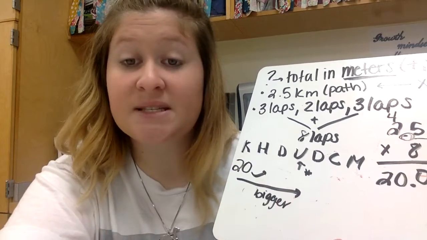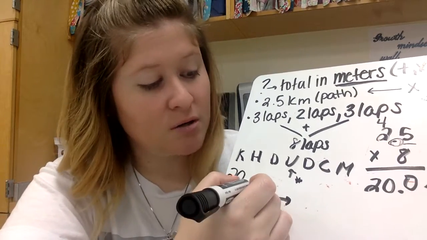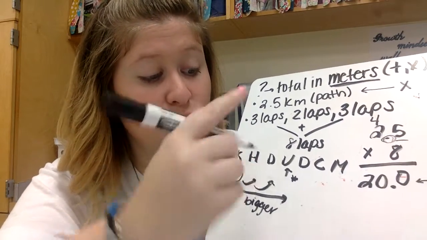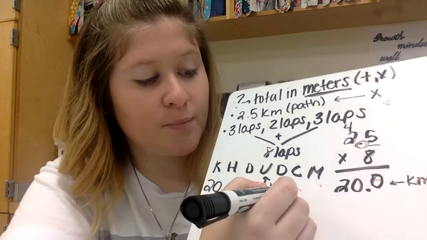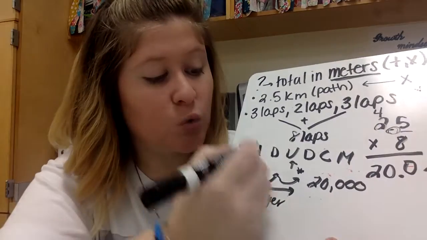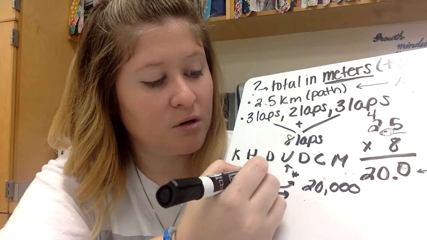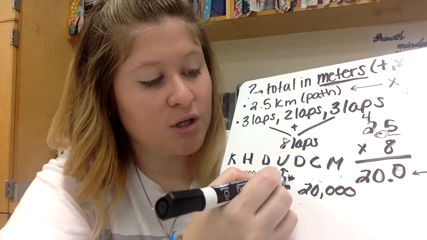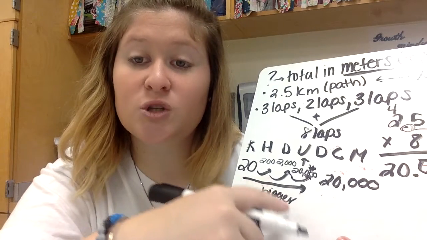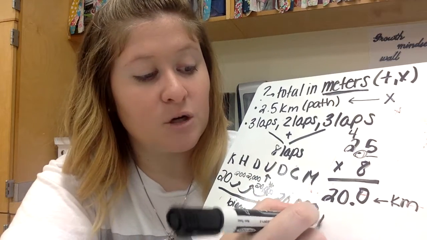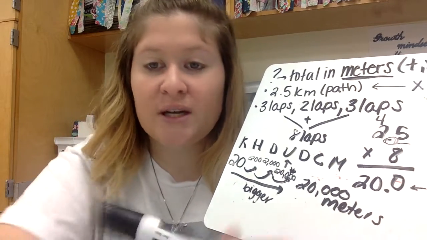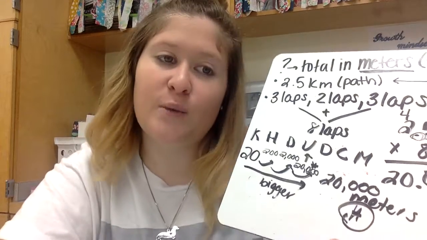So 20 times 10 is 200. 20 times 100, so now we're at 2,000. One more jump. 20,000. From 20 to 200 to 2,000 to 20,000 because we're getting 10 times bigger each jump. So I know he went 20,000 meters that week. Okay. Which, if I look, is A for number 1.